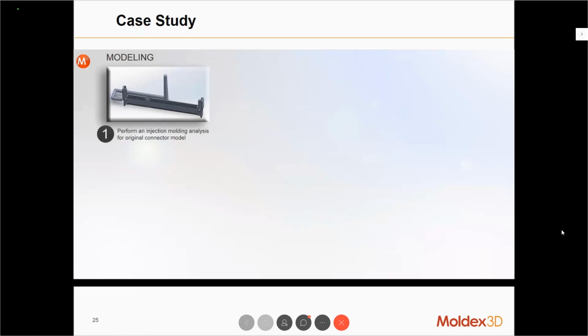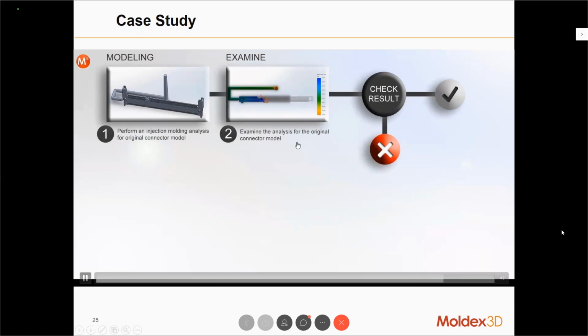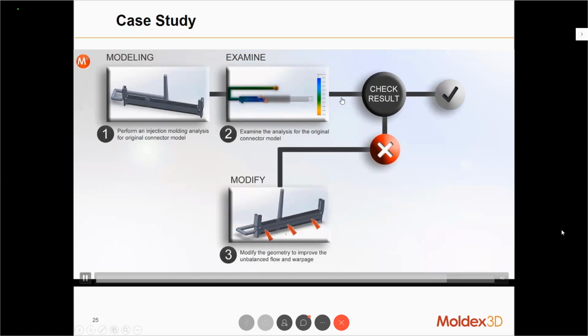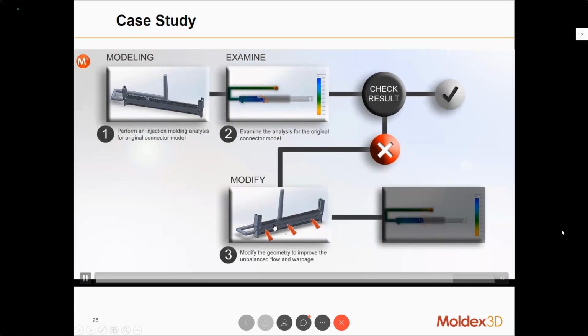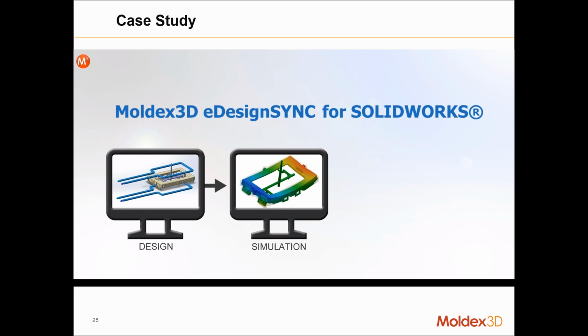Here we did four things. We performed an injection molding analysis for the original connector model. We examined the analysis for the original connector model. We saw the problem. Then we modified it, and after we modified the model, we did the analysis again. And we see the result is fine. Then we check it, and we can start to do mold tooling. And that was the end of the presentation.